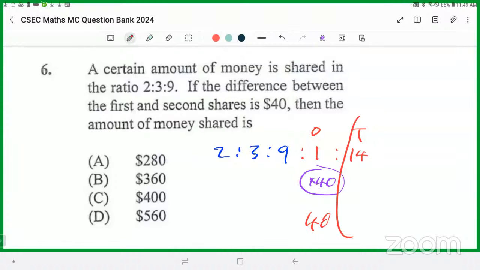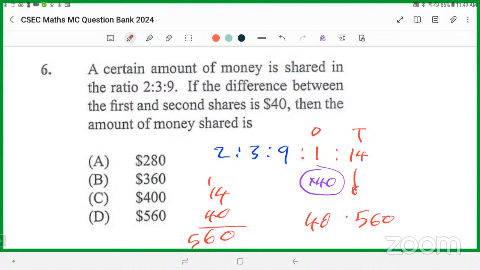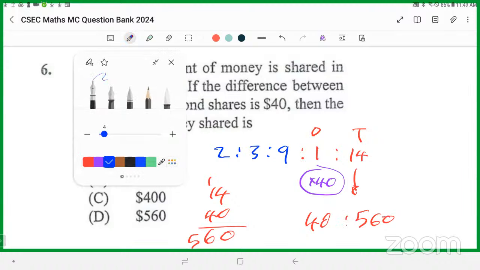And it's the total that I want. What does this become? Multiply this by 40, what do I get? 14 times 40. I get 0 first, 4 times 4 is 16, 4 times 1 is 4, plus 1 is 5. 560. So that is it. The answer is this one.